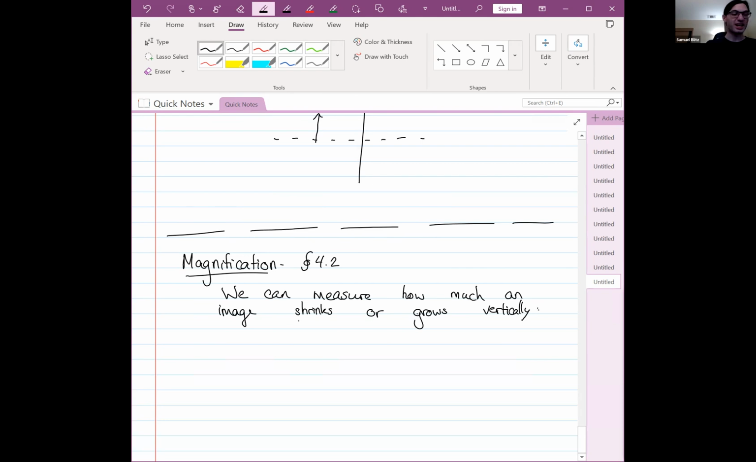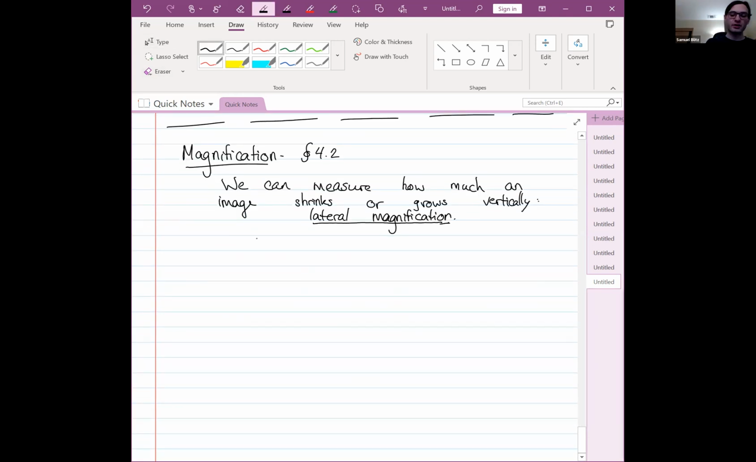We do that with a quantity called lateral magnification. Lateral meaning perpendicular to something. In this case, it's perpendicular to the optical axis. There is such a thing as longitudinal magnification. I'm not really going to talk about it much, but there is a section on it in the textbook, so I suggest you take a look because it's interesting. Lateral magnification is just a number. It tells you, does the object shrink? Does the object grow? Does it flip? And so on. So let's say an object has height y.